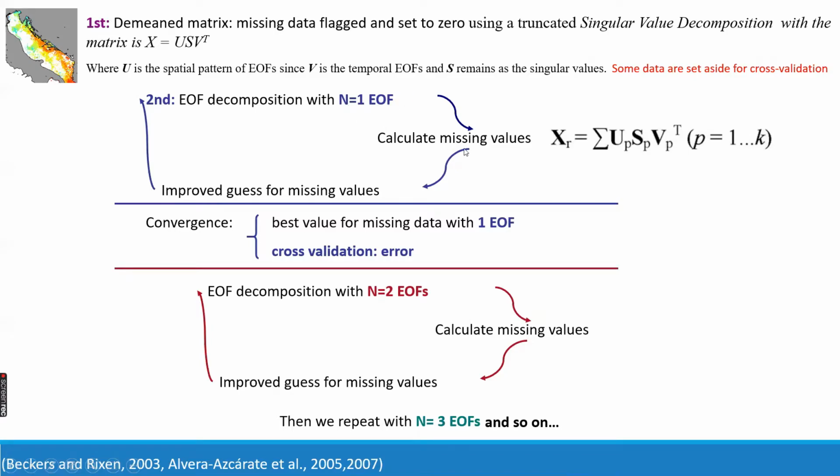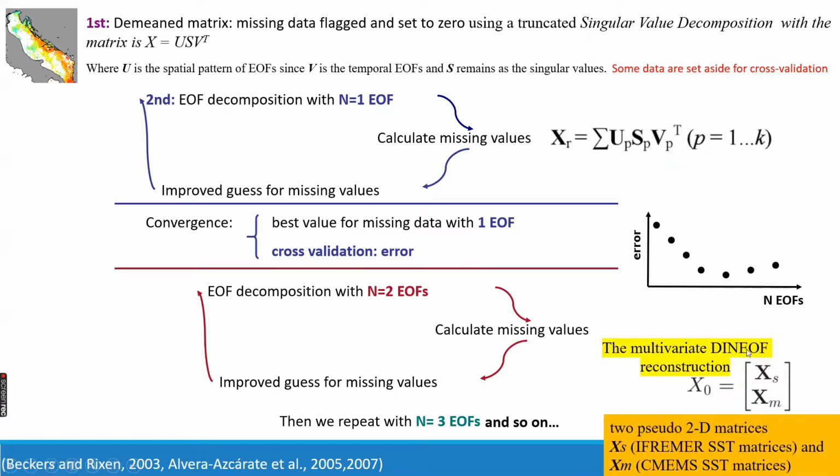We do the calculations with this equation, where X is the sum of the U S V terms. This calculation improves the guess of the missing values and converges to the best value for the missing data, with a given number of EOFs having a certain error value from the cross validation. We then put it into the second EOF and do the same missing value calculation. This process is repeated until we get the lowest error value. So if we get the lowest error value, this is the optimal number of EOFs.